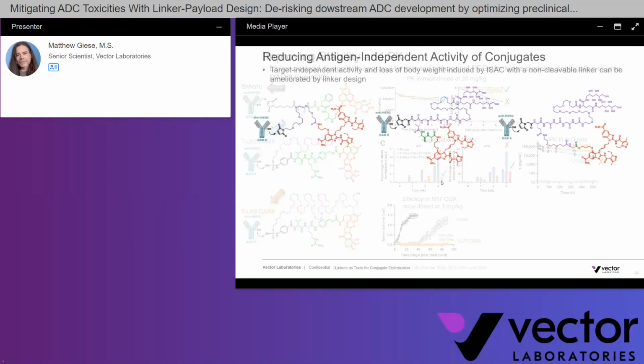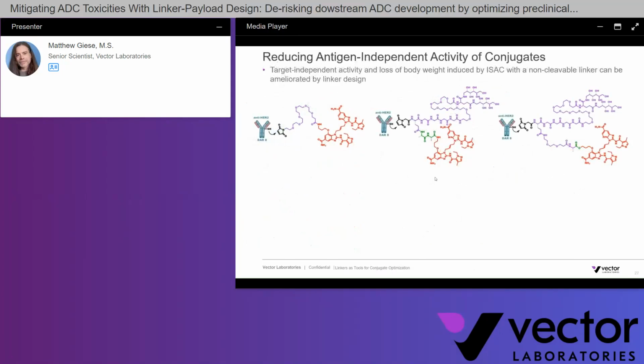So to wrap up this section, there's an example showing that the antigen-independent activity of immunostimulant conjugates can be improved with these linker payload designs. And this is a study by Mersana. In the conjugate on the left, a linear PEG stretcher is incorporated between the antibody and the payload, and it's non-cleavable. In the example in the middle, there's an orthogonal PEG that's capped with these very hydrophilic sugar moieties, and it has a cleavable dipeptide. And the example on the right has that same orthogonal PEG modifier with the sugar residues, and the cleavable dipeptide has been replaced with a cleavable ester and a PEG stretcher.